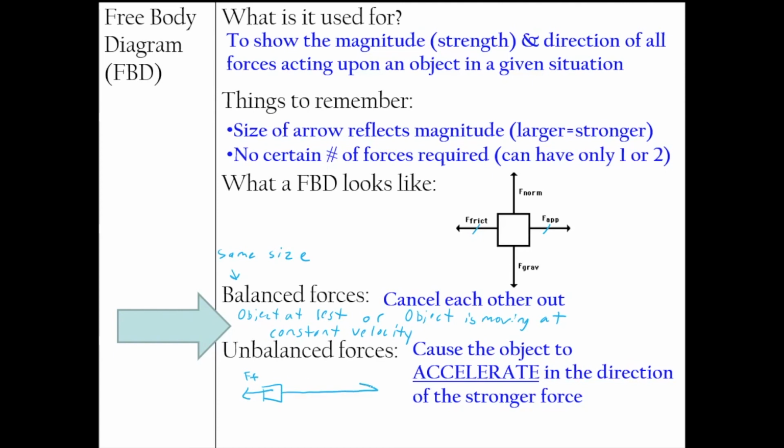Just a quick example of what an unbalanced force would look like. Say I have friction acting to the left and I have force applied to the right. I can clearly see here that these forces are unbalanced. My force applied is huge compared to my force friction.